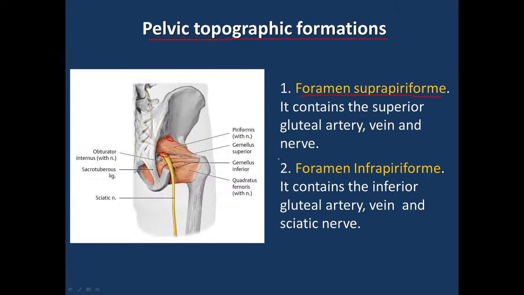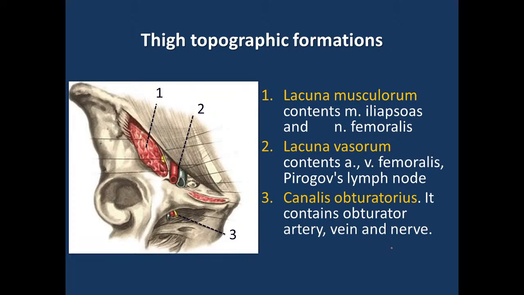They contain different arteries, veins, and nerves. In order for surgeons to be oriented and find these vessels and nerves, they use such topographic formations. So this information is very important for you if you are going to be surgeons.